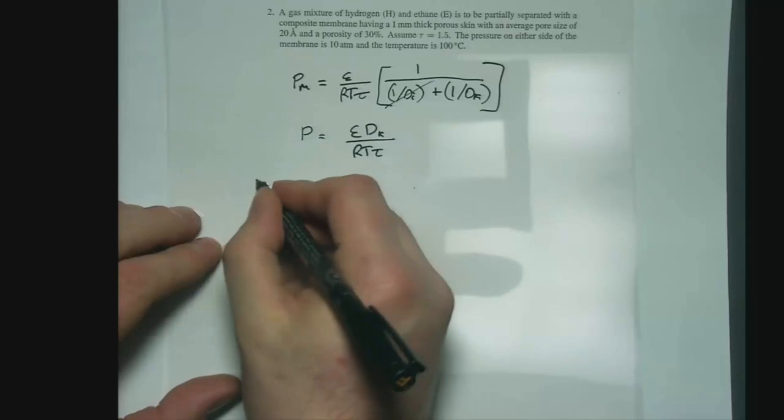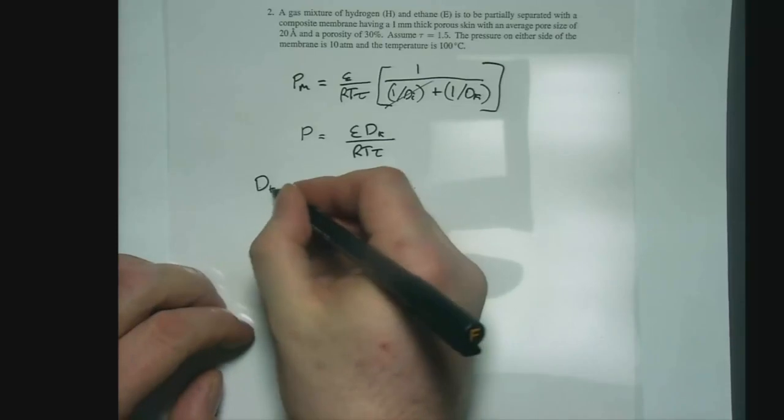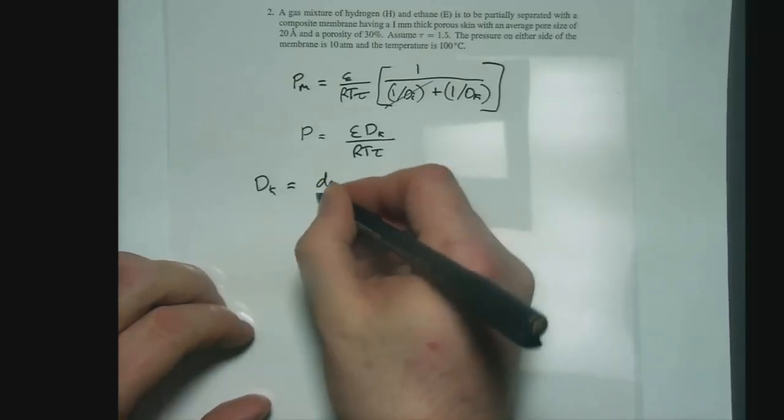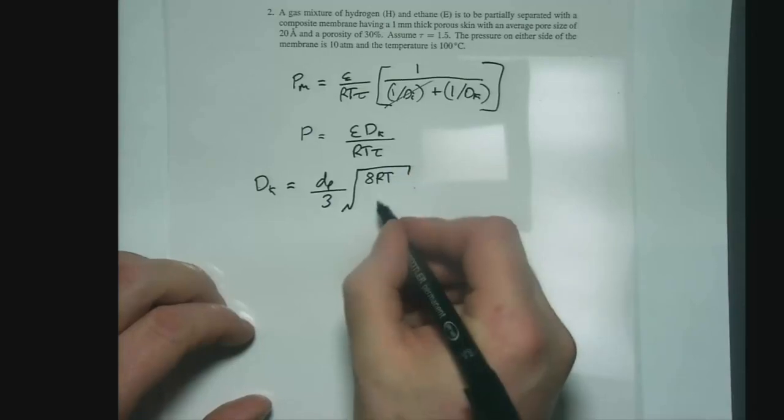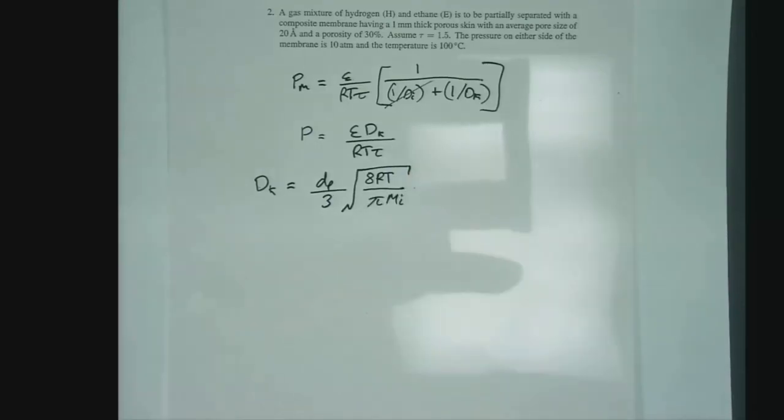I also introduced the term for the Knudsen diffusion, which we can generate from kinetic theory. We had that the Knudsen diffusion coefficient is our pore diameter over 3, times the square root of 8RT over pi times the molecular weight of our molecule. I then gave a simplified version of this, but a few of you struggled to work out where those numbers came from. So I'm going to go through that first.